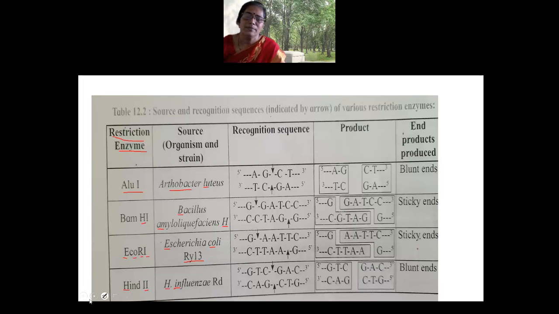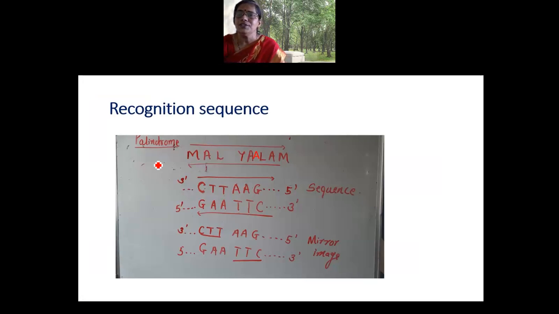What are the different blunt ends? We will see here. Now, what is the recognition sequence? We have seen that the enzyme cuts the DNA whenever it recognizes the sequence, whatever may be the gene. Whenever that bacteria secretes the endonuclease enzyme, firstly, it recognizes the sequence of that viral DNA.